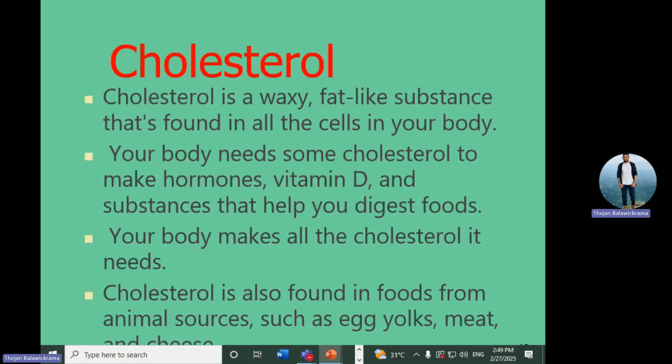In addition to that, we have cholesterol sources as well. Animal sources, egg yolk, meat, right? So from food also we get cholesterol. So basically, cholesterol is present in every single cell in the body, and the body is capable of making it. And in addition to that, it is also coming from food.